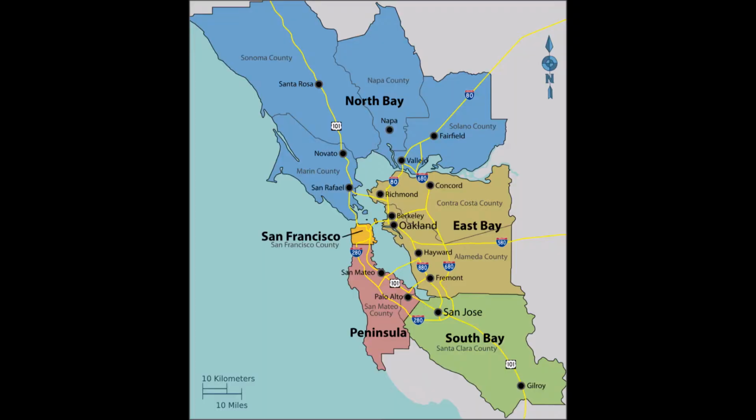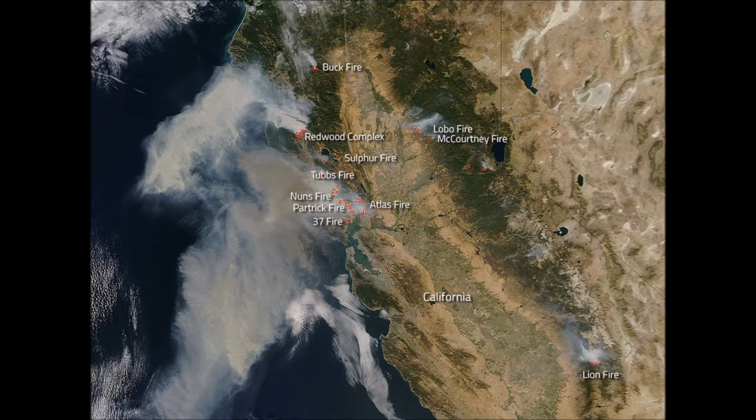I'm going to show you a few clips of some maps, and I want you to look at them. If you've looked at those maps, one map was of the Bay Area in Northern California, another map was of the smoke of where the wildfires were.